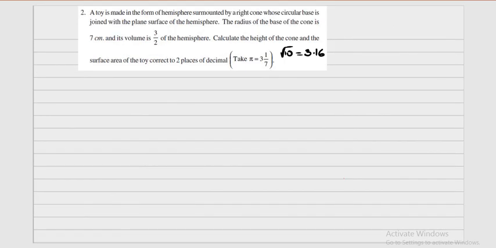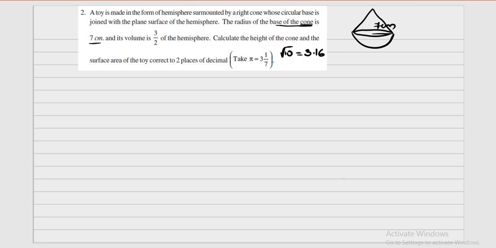So here, a toy is in the form of a hemisphere surmounted by a cone whose circular base is joined with the plane surface of the hemisphere, right? So a toy is made in the form of a right circular cone. There is a right circular cone in this shape, which is surmounted on a hemisphere. He has given it like this. Next, what has he given? The radius of the base of the cone is nothing but, he has given it as 7 centimeters.